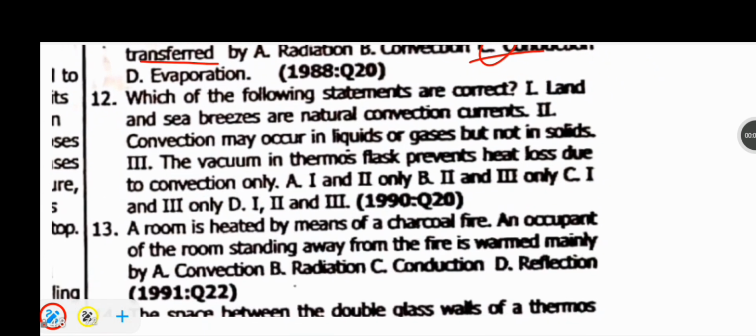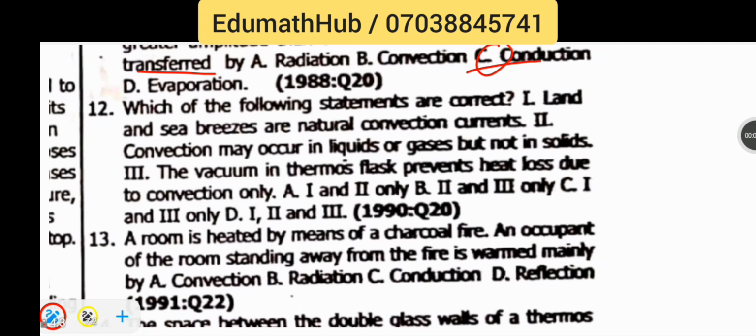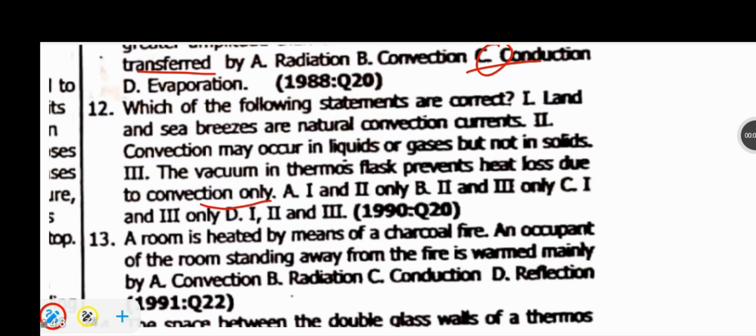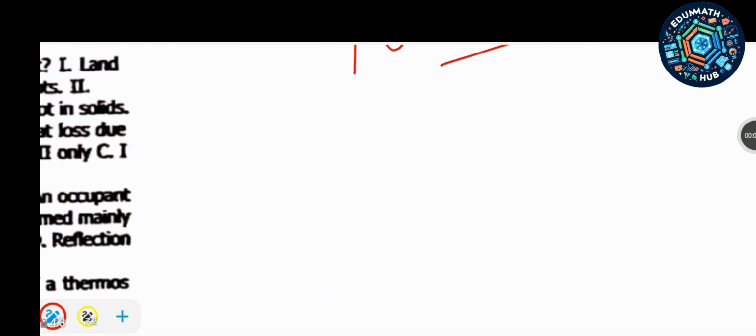So next one, which of the following statements are correct? Land and sea breeze are natural convection currents. Convection may occur in liquids or gases, but not in solids. The vacuum in thermoflask prevents heat loss due to convection only. Before you can answer this question, you need to know a little detail about convection. So let's go talk about convection.